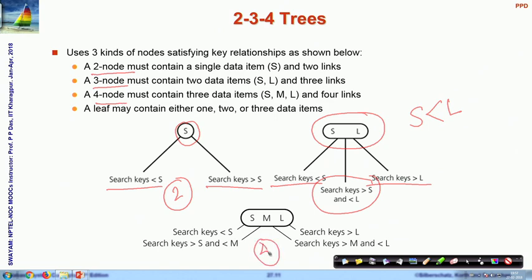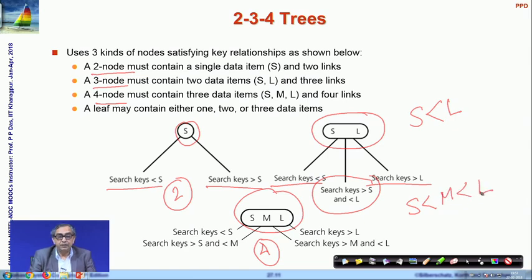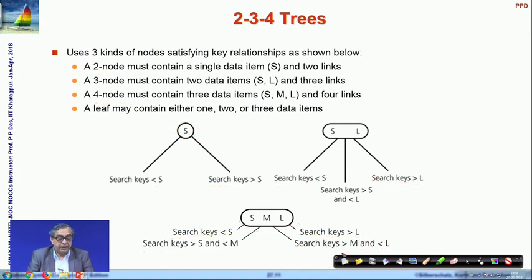Similarly, if I have a 4 node, here I have 3 values where S is less than M is less than L. So, now you can understand why the acronyms S, M and L: small, medium and large. On the end we have 4 links. The first link gives you values less than S, second is between S and M, third between M and L, and fourth greater than L. So, these are the 3 different types of nodes that a 2-3-4 tree can support, and if it is a leaf node, then it can contain either 1, 2 or 3 data items.